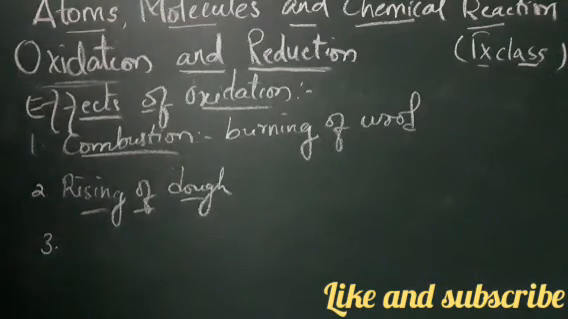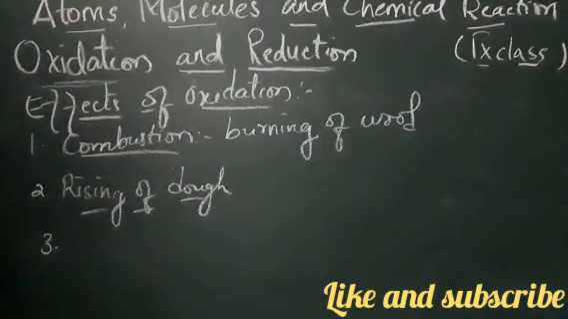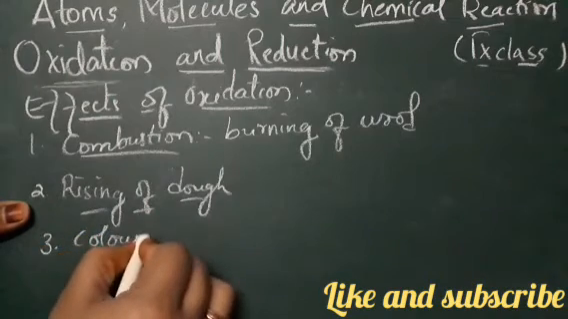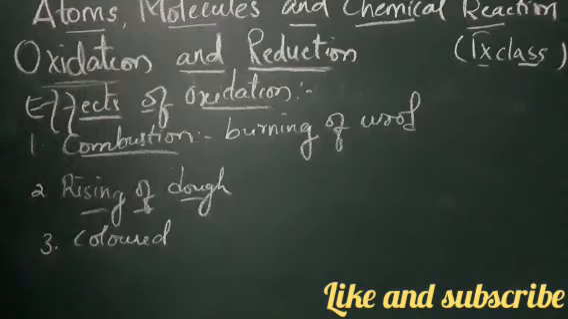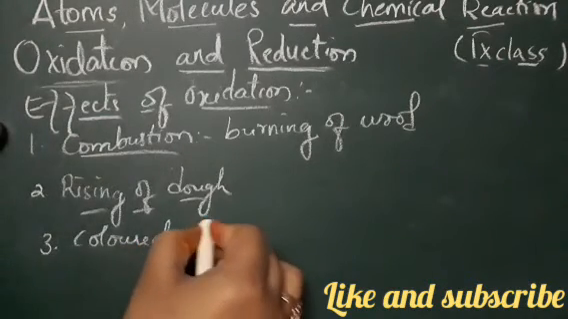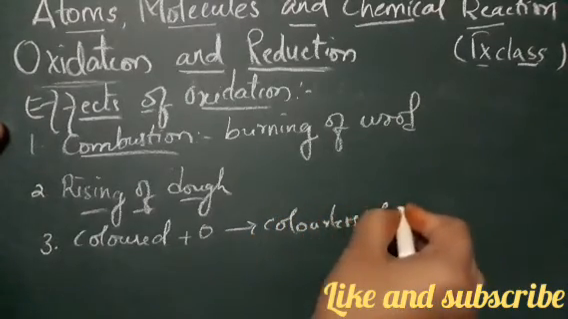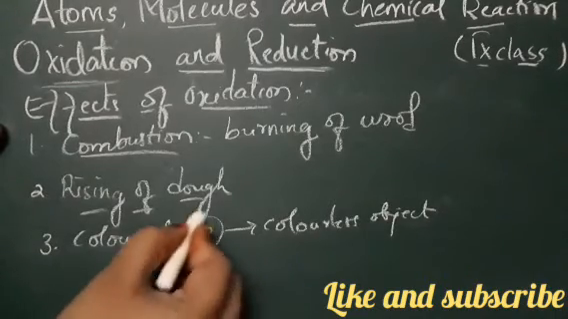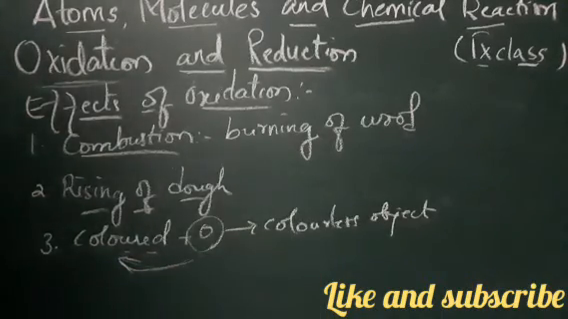And next we have bleaching of colored objects using moist chlorine. Chlorination is done, bleaching also is done. So how is that happening? The colored objects plus oxygen will give you colorless objects. That is nothing but bleaching. So what oxygen is doing is removing the color from this object and making it a colorless object.